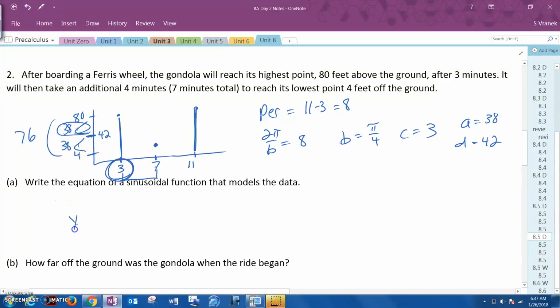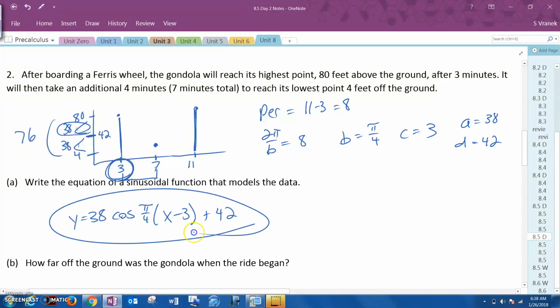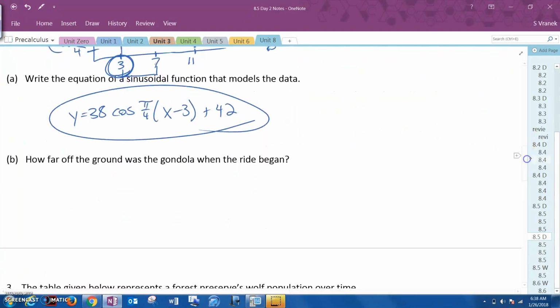So now we can write our equation. It's a positive cosine. We put A first, so that's 38. The B value is pi over 4. We need a parentheses because there's a phase shift. It's to the right 3, so x minus 3, and then plus 42. And that's our equation.